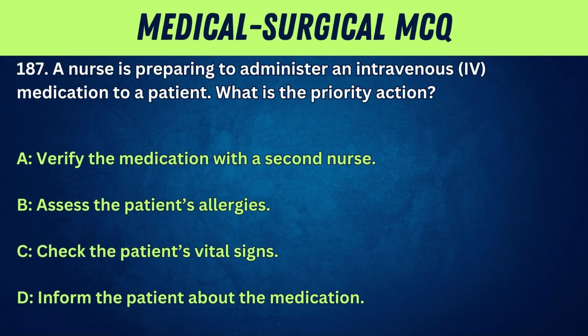187. A nurse is preparing to administer an intravenous medication to a patient. What is the priority action? A. Verify the medication with a second nurse. B. Assess the patient's allergies. C. Check the patient's vital signs. D. Inform the patient about the medication.